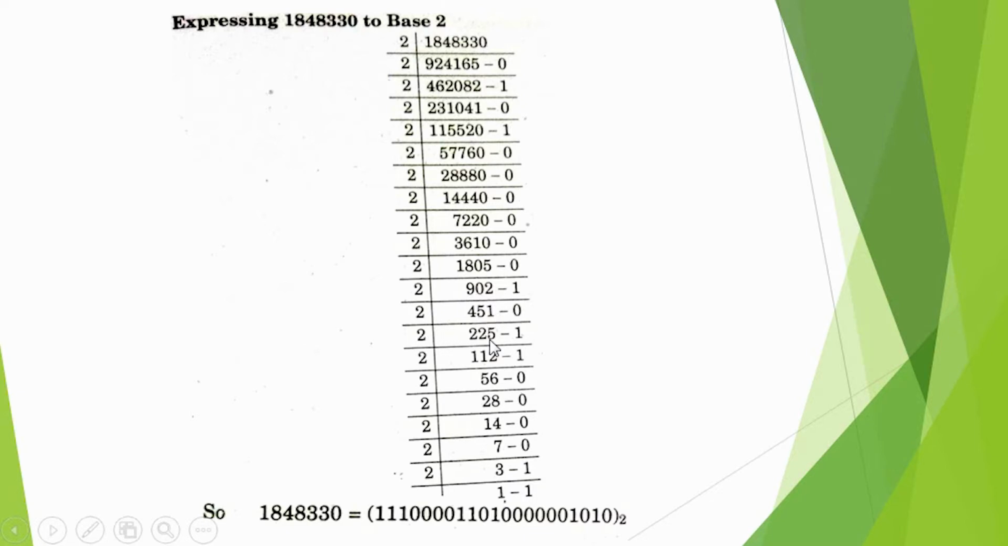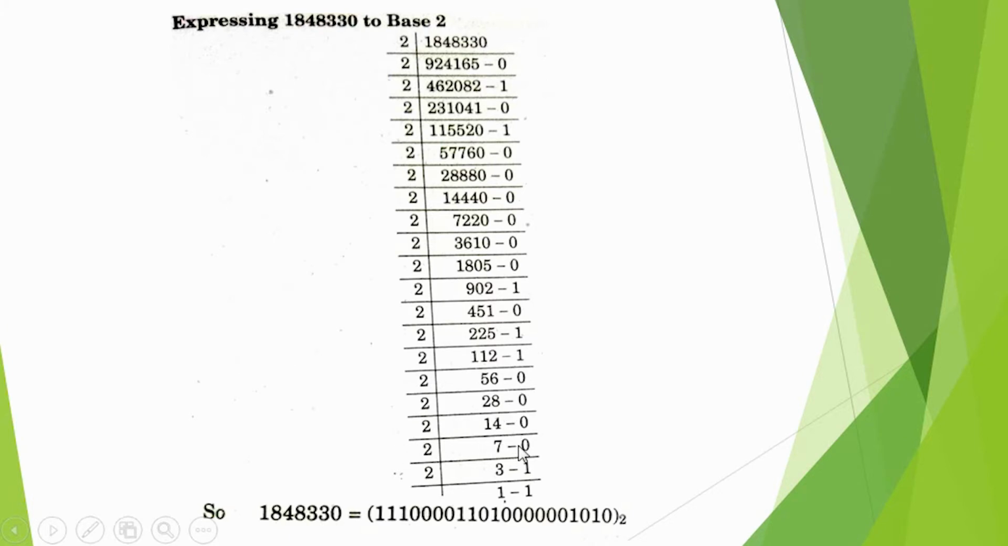2 9s are 18, 0 and 2 2s are 4, 1 carry. 2 4s are 8, 2 5s are 10, 2 1s are 2 and 0 carry. 2 2s are 4, 2 2s are 4, 2 5s are 10, 1 carry. 2 1s are 2, 2 1s are 2, 2 2s are 4, 1 carry. 2 5s are 10, 2 6s are 12, 0 carry.